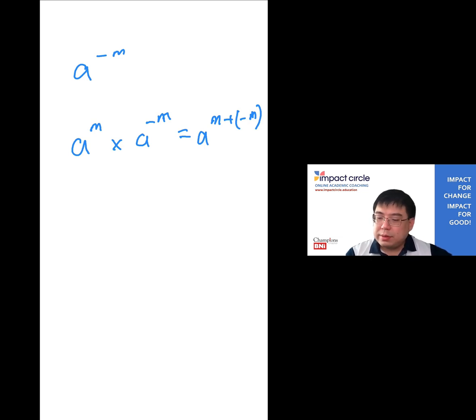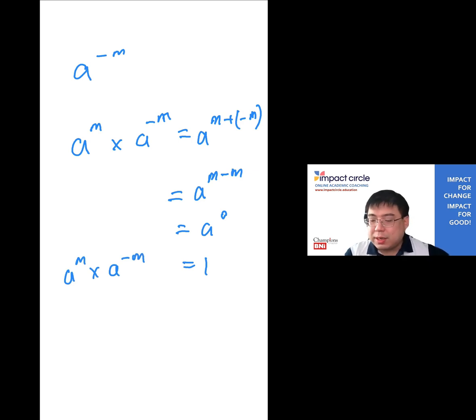Let's see what happens. On the right side, we have m minus m, which is 0. As we have just found out, a to the power of 0 is 1. So we have a to the power of m multiplied by a to the power of negative m equals 1. This means that a to the power of negative m, if we divide both sides by a to the m, will be equal to 1 over a to the m. This shows you that a to the m and a to the negative m are reciprocals.